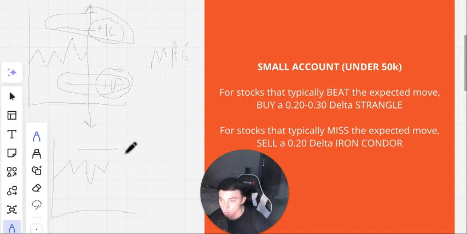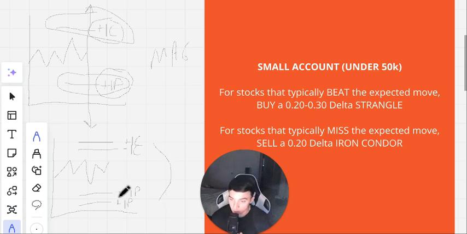We're going to pick a call strike price that we think it's going to stay below, sell a call there, and then do a protective leg above here. Then we're going to do the same thing on the bottom. We're going to sell a put and buy a put below. So what you're doing here is creating two credit spreads.